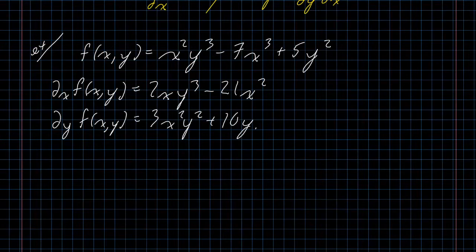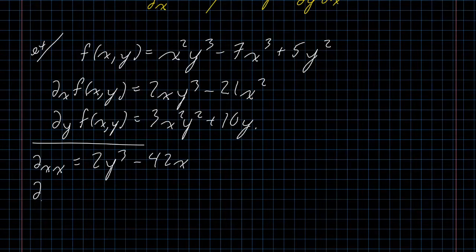But now we want the second partial derivatives. So we'll take the partial with respect to x and take its derivative with respect to x. So differentiating this with respect to x: the derivative of 2x is 2, we've still got a y cubed hanging around, and the derivative of 21x squared is going to be 42x.